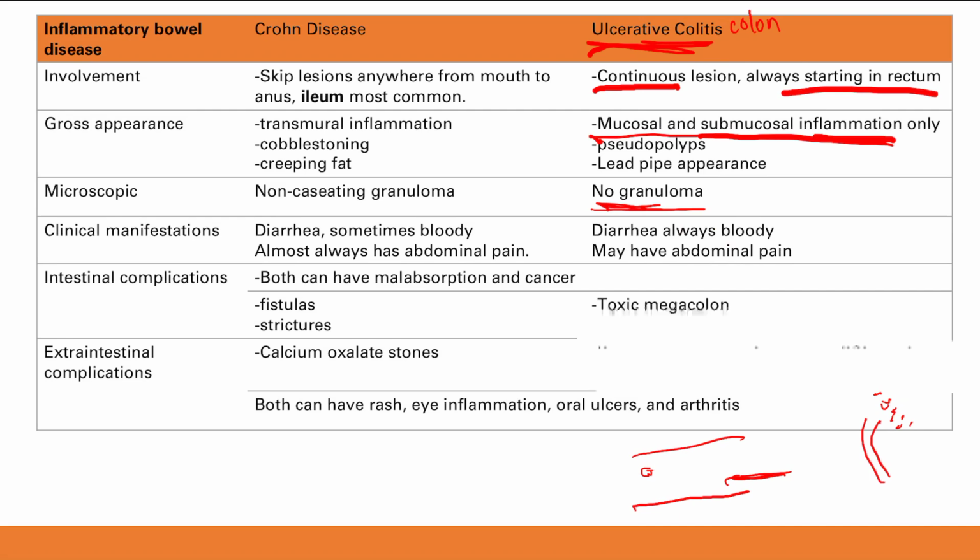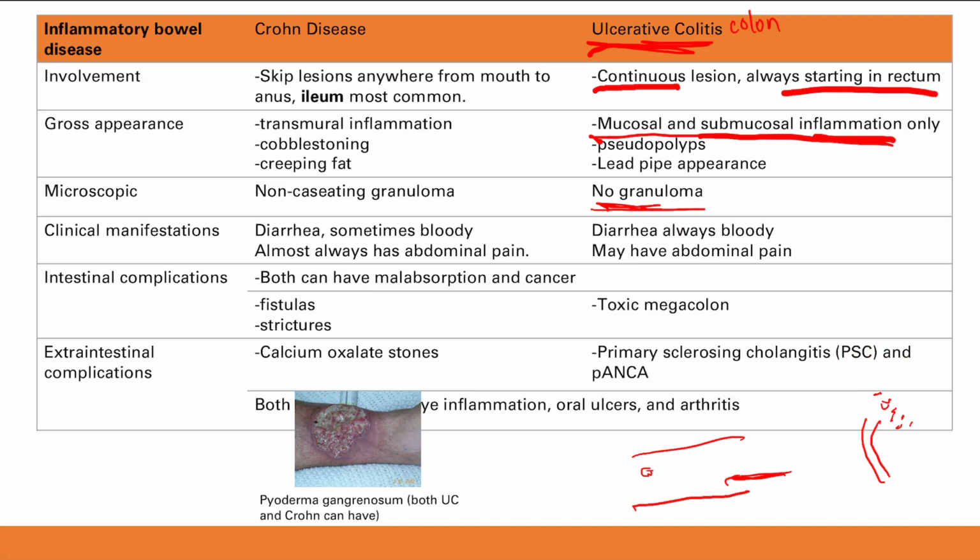I just want to say one thing. For the rash, it's going to be a pretty nasty rash, something called Pyoderma Gangrenosum. Look at this nasty looking thing. Gangrenosum, so it's gangrenous. Pyoderma, so pus, a gangrenous rash of the skin. So it's going to be pretty nasty and associated with both Crohn's and ulcerative colitis.